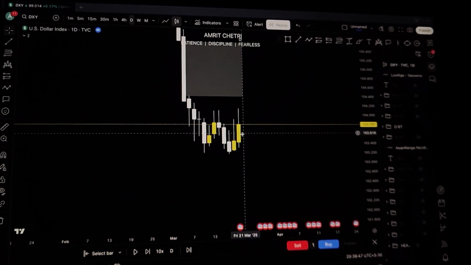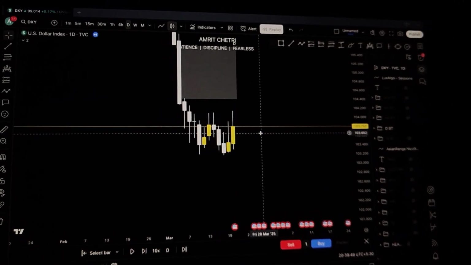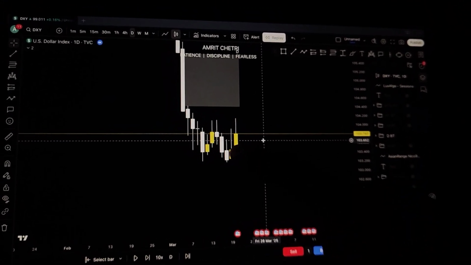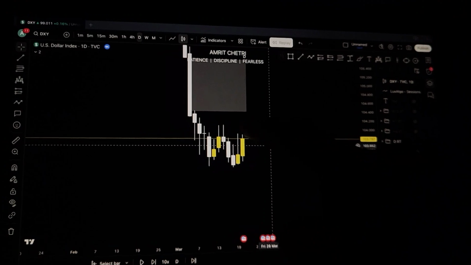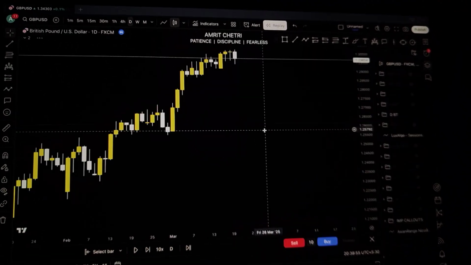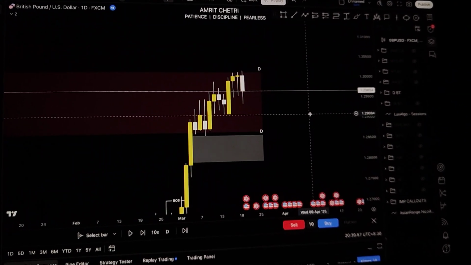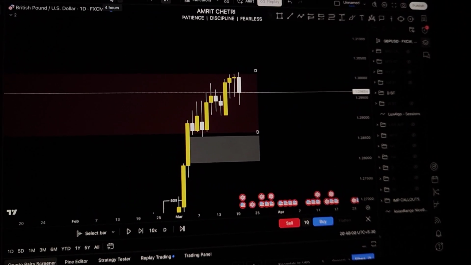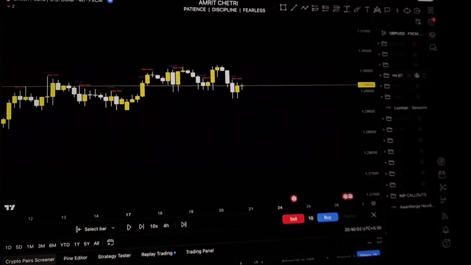On DXY, it was also aligning with DXY being bullish. According to how this candle closed, not one of the cleanest, as you can see. It also has a wick, which makes it a little bit low probability, but obviously I will watch out for that. So now I'll be looking for sells, right?